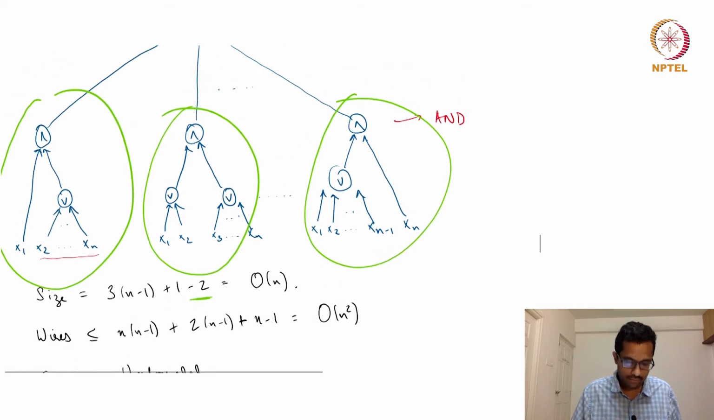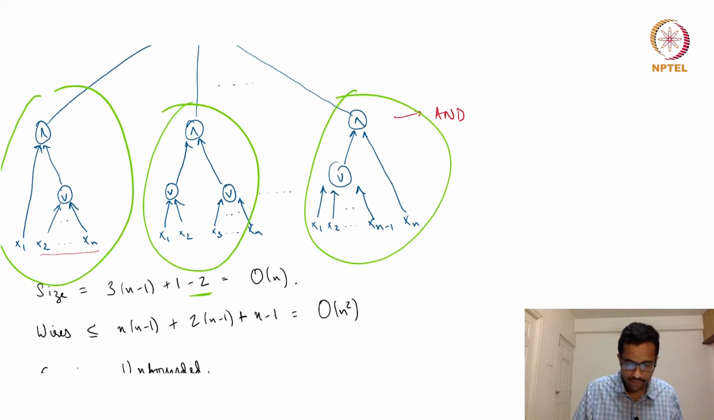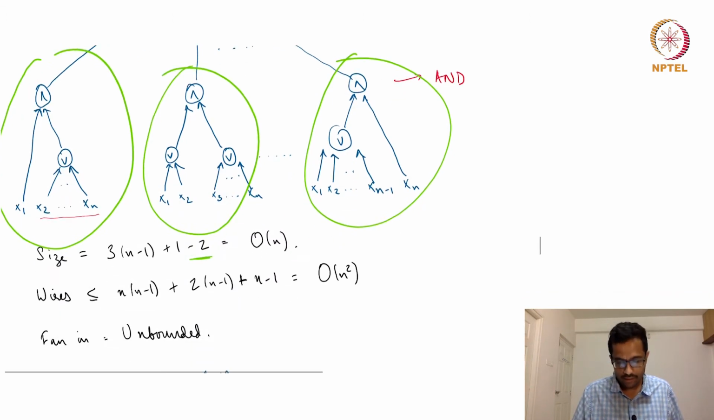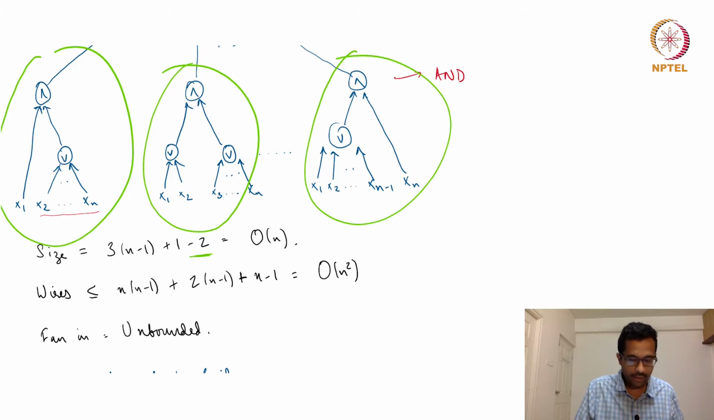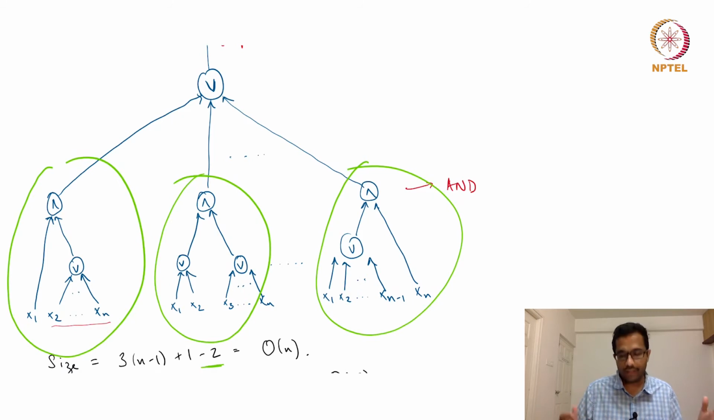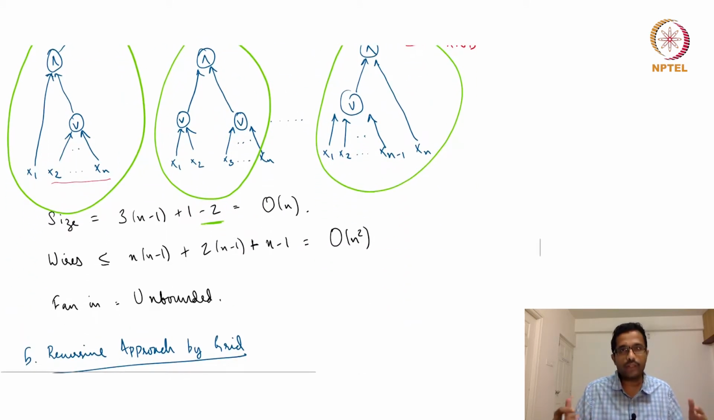And the number of wires. At the bottom level itself, each partition requires n wires, and there are n minus 1 partitions. So n times n minus 1 wires are required in the bottom level itself to the OR gates. Then to AND gates, there are n minus 1 partitions and there are 2 wires per part, so 2 times n minus 1. And then at the top level, again n minus 1 partitions going to an OR gate, so that is n minus 1 wires. So n times n minus 1 plus 2 times n minus 1 plus n minus 1.